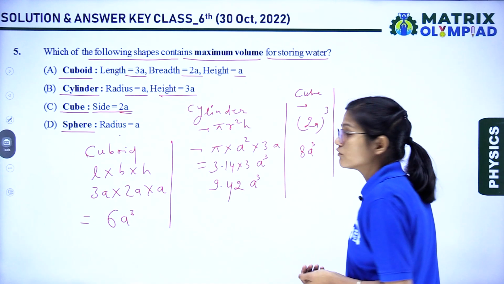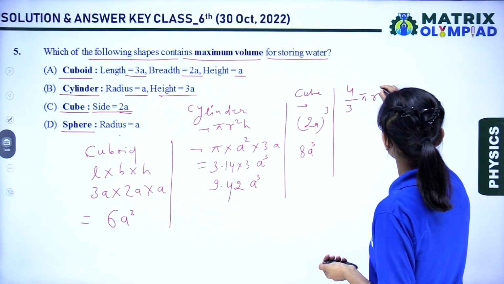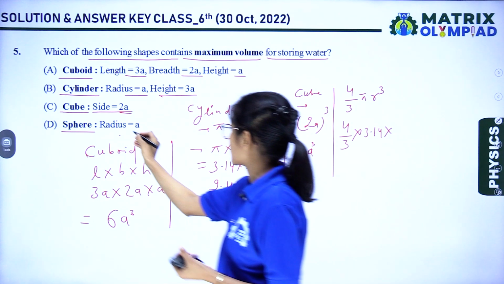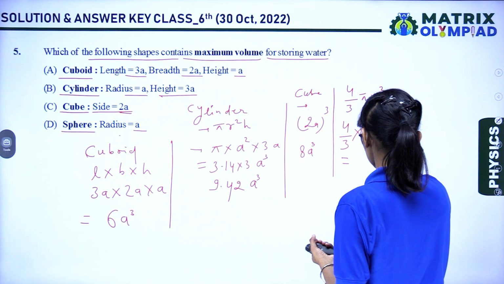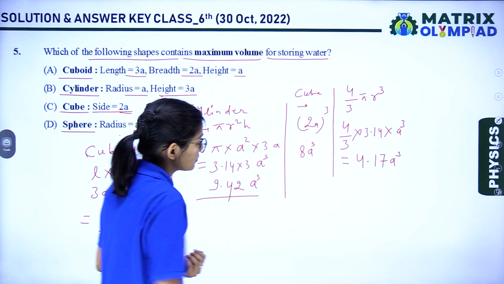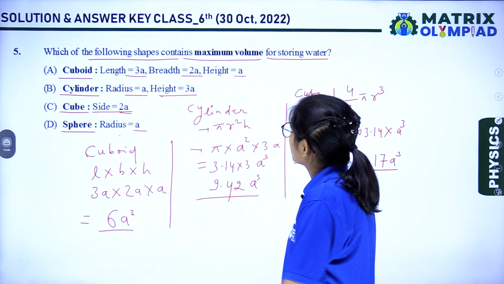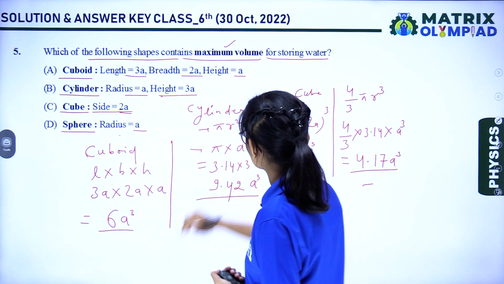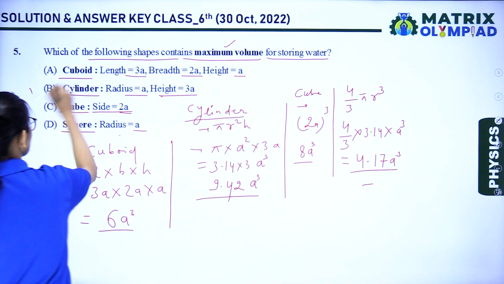What is the volume of a sphere? That is 4 by 3 pi r cube. With 3.14 and the radius of that sphere being a, we get 4.17a cube. So just compare the volumes of all these shapes: 6a cube, 9.42a cube, 8a cube, and 4.17a cube. We have to find the maximum value, and the maximum value among these shapes belongs to the cylinder. So for this question, our answer will be option B. Okay, now come to question number 6.